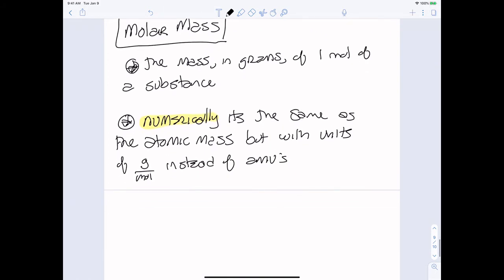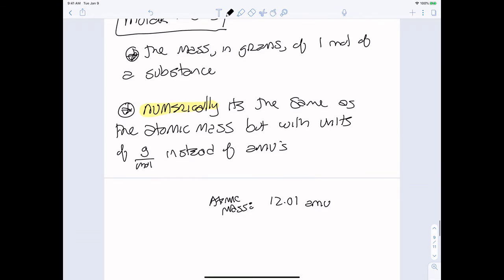And then be careful, because this will trip people up every time. And I don't mean to. I'm just trying to test you to see if you actually know the material. Let's just use carbon, because that's usually my example. If you go to the periodic table and look up its atomic mass, it's 12.01. And then the units are AMU. So that's my atomic mass. The molar mass then, numerically it's the same, so 12.01 grams per mole.